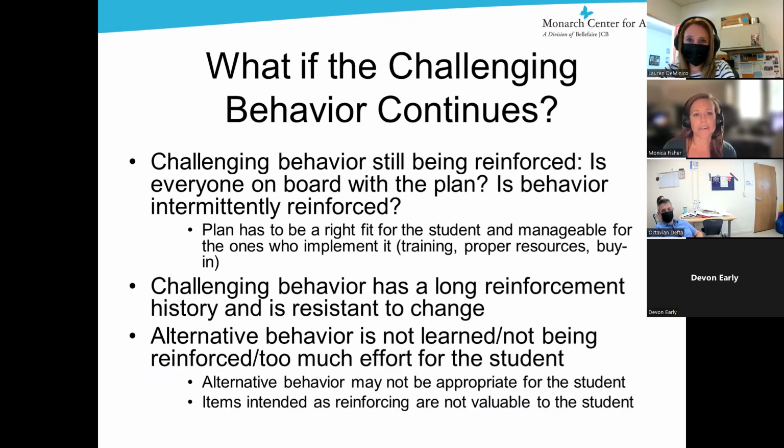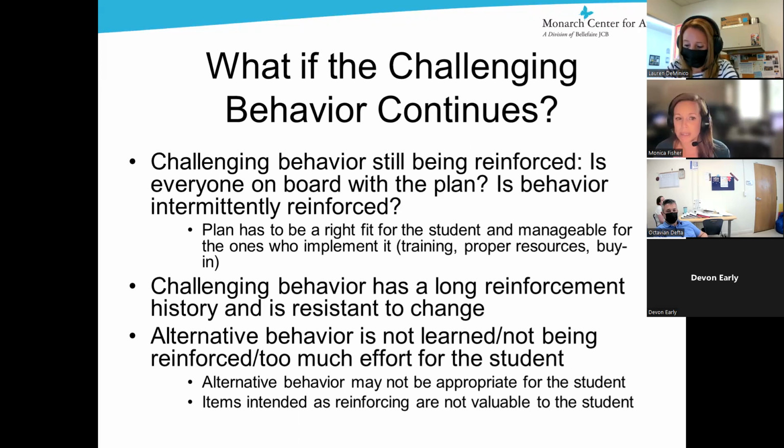What if the challenging behavior continues? Challenging behavior might still be being reinforced. So is everyone on board with the plan? You've put in this behavior intervention, and problem behavior is still occurring. Is the behavior plan being put into place with procedural fidelity? Is the behavior still potentially being intermittently reinforced? The plan has to be the right fit for that student and manageable for the ones implementing it. So people have to be trained in it. They have to have the resources to be able to implement it. There needs to be buy-in from staff.